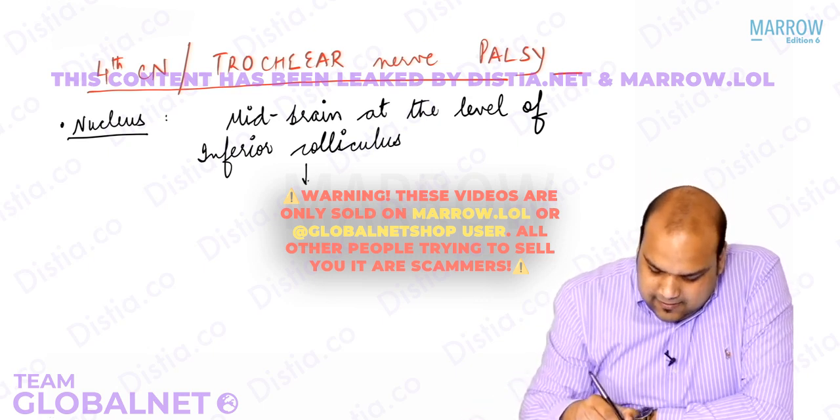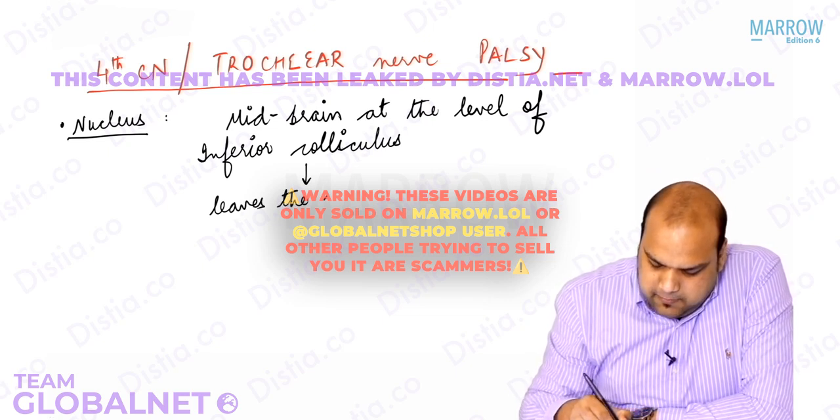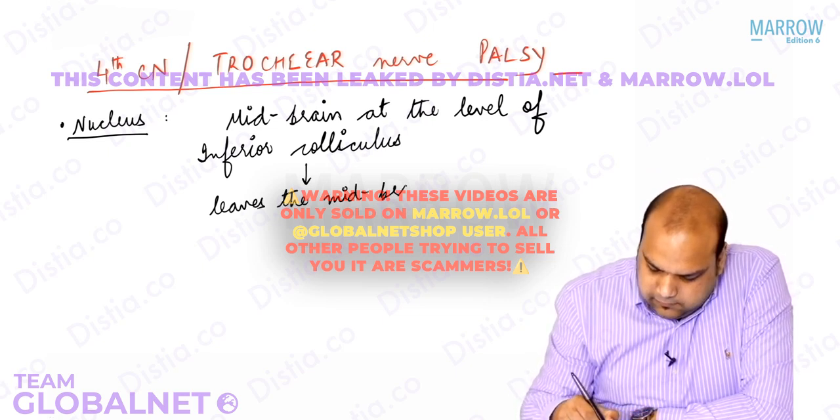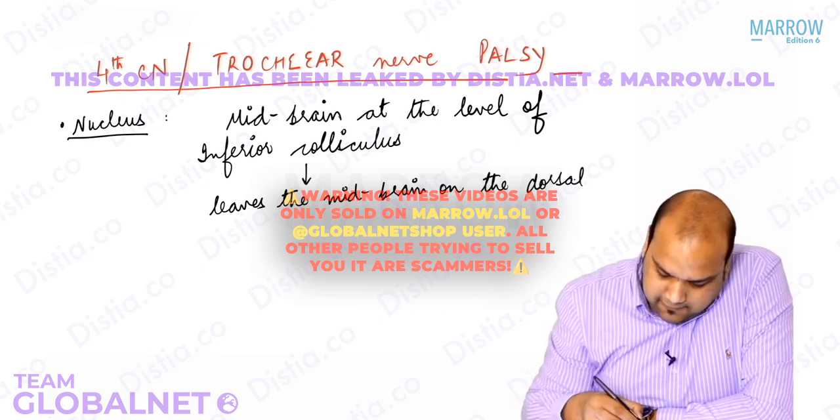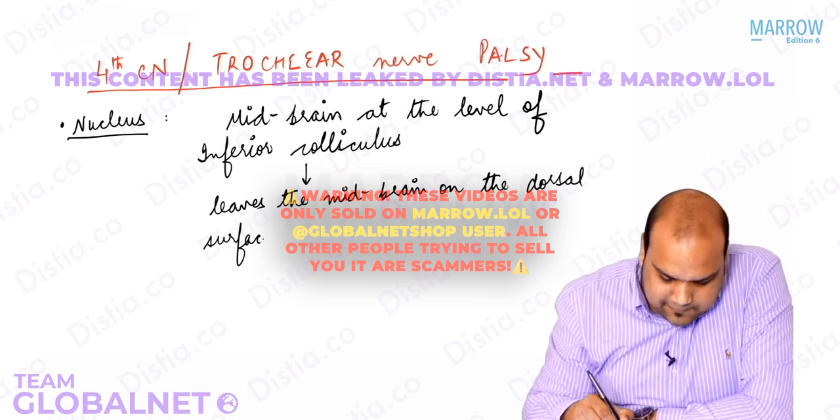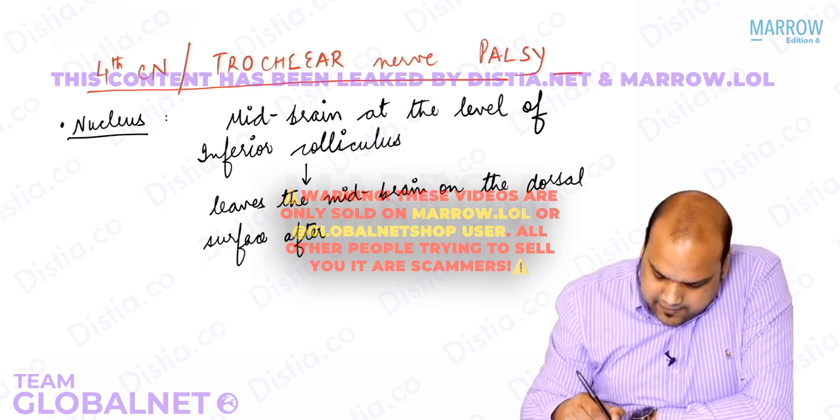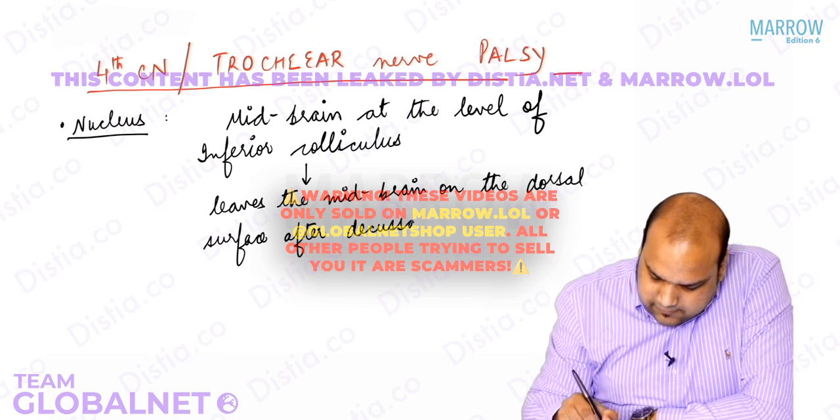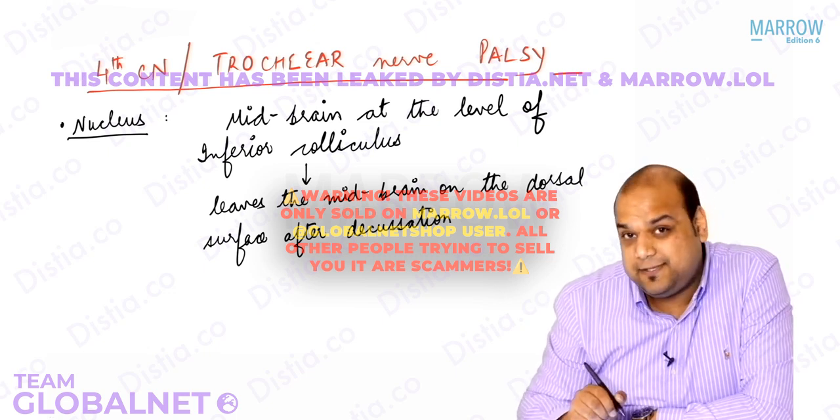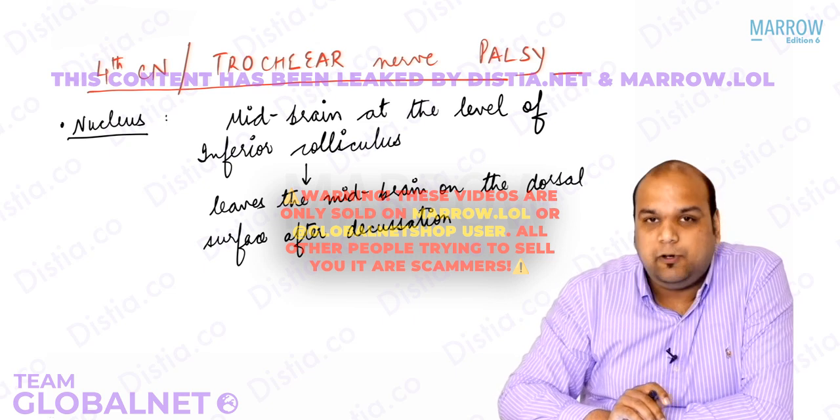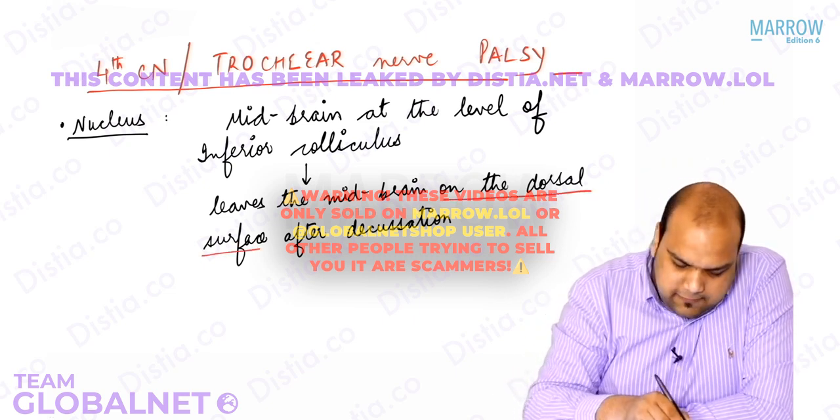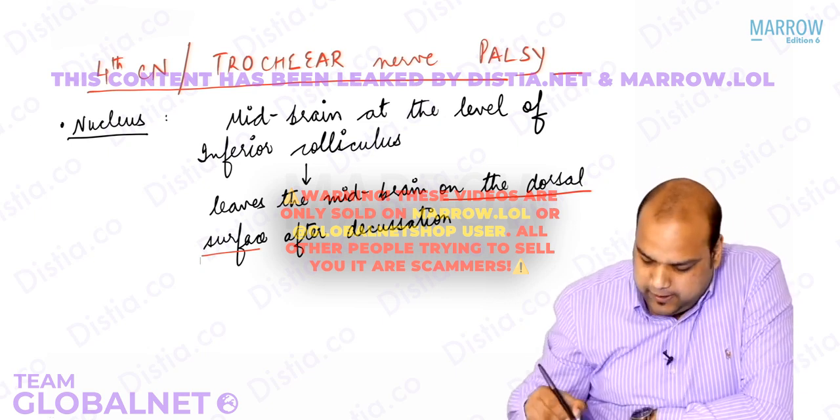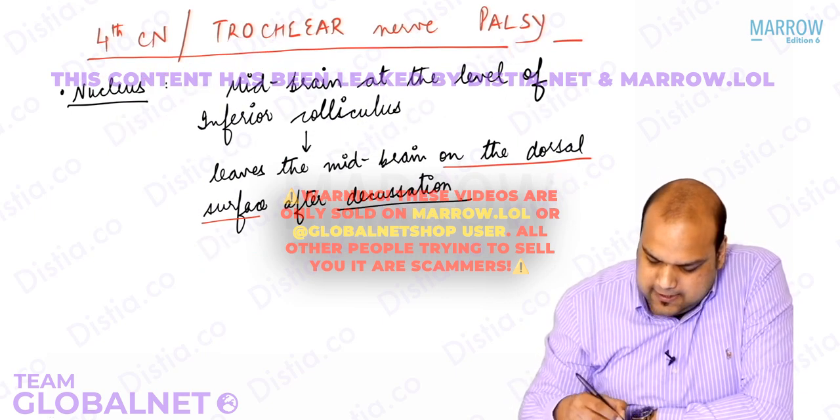Yes? Then, from the midbrain, it leaves the midbrain on the dorsal surface after decussation, internal decussation of nerve fibers. Yes? So it leaves the midbrain on the dorsal surface. This is the only nerve which leaves the brainstem on the dorsal surface, everybody. That's why this is an important anatomical point. And it shows internal decussation.